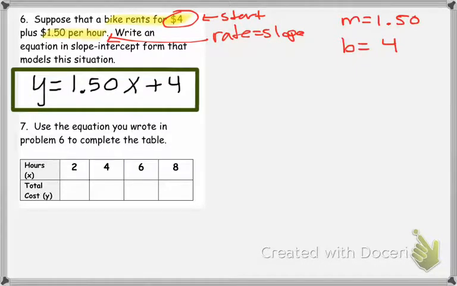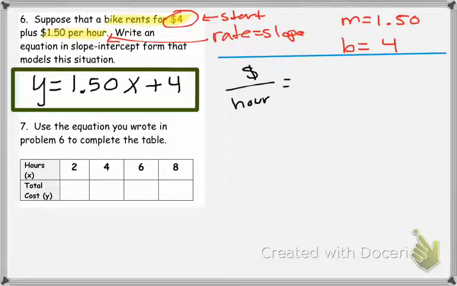Okay. And number 7 says, use the equation you wrote in problem 6 to complete the table. So now we're going to see for 2 hours, how much does it cost? How much does it cost for 4, 6, and 8 hours? Okay. So this is how we're going to do it. First, let's see what our rate is. How do we find the rate? It says $1.50 per hour. So I know it's money per hour, and that is slope, right?